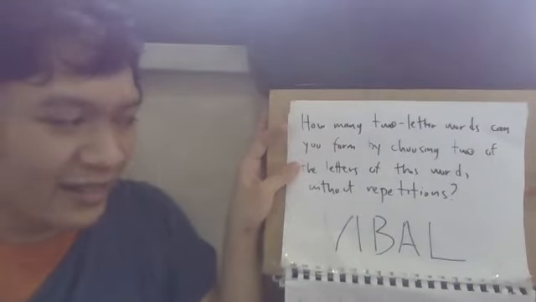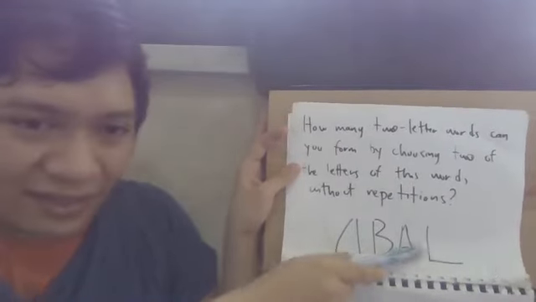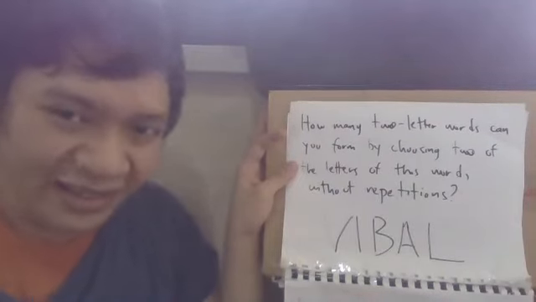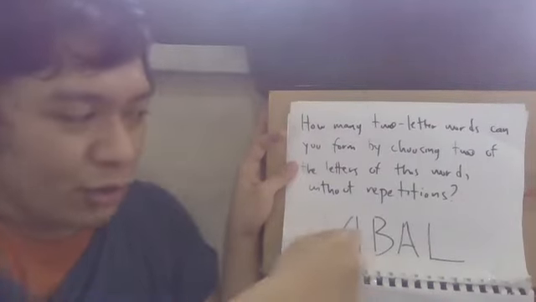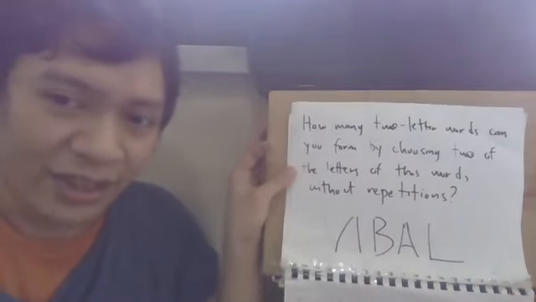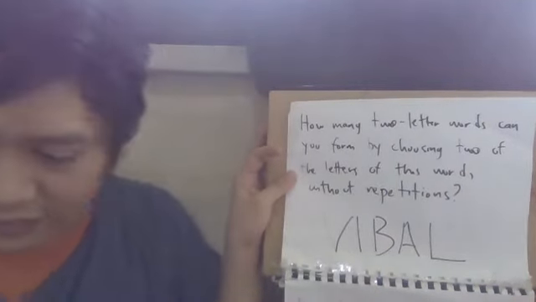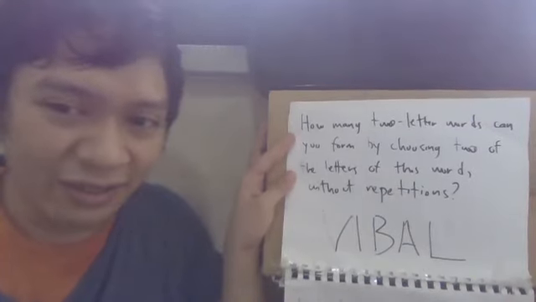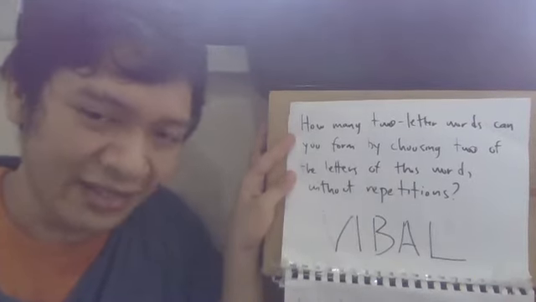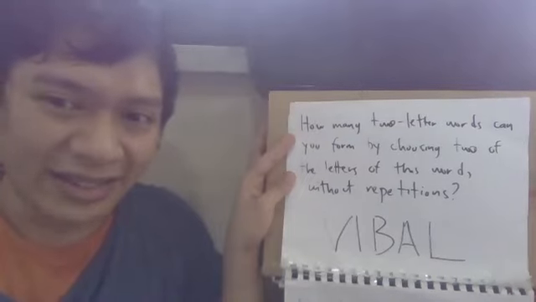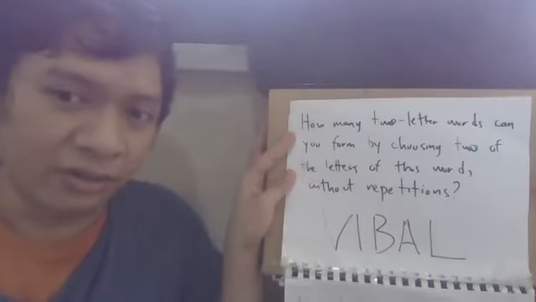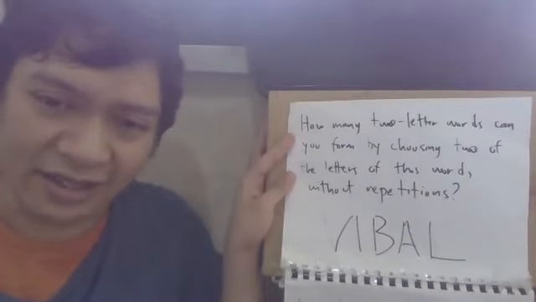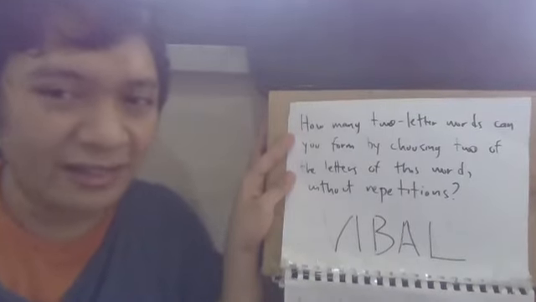And the word is Vibal. Vibal is five letters. We're going to form two-letter words by using two of the letters here. How many can you form? If you want to answer the question first before we proceed, you can always pause the video and then just play it again when you're done or when you want to know how to do it. It's quite simple. Just list down two-letter words and then count.